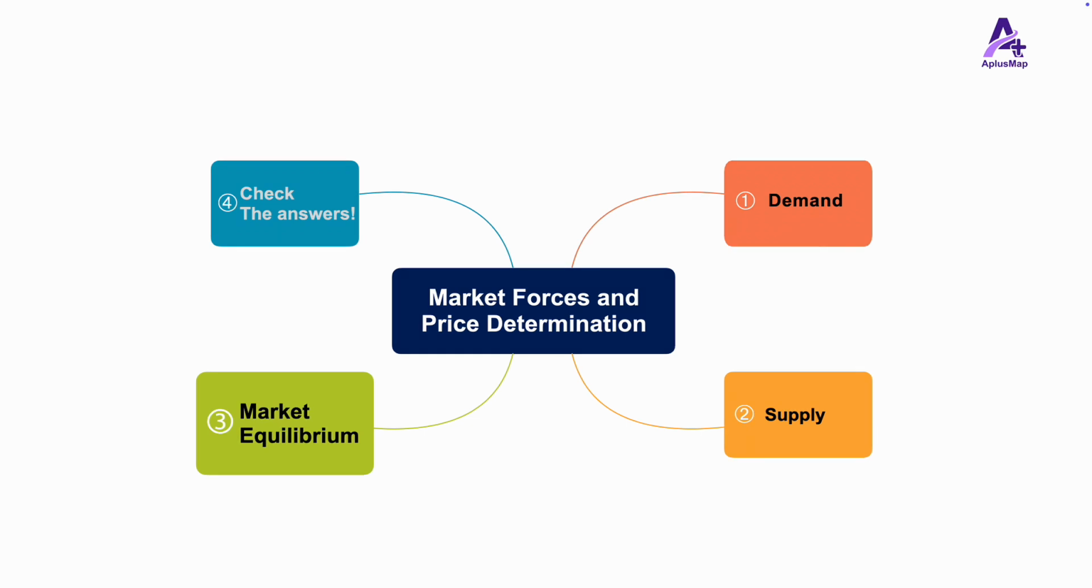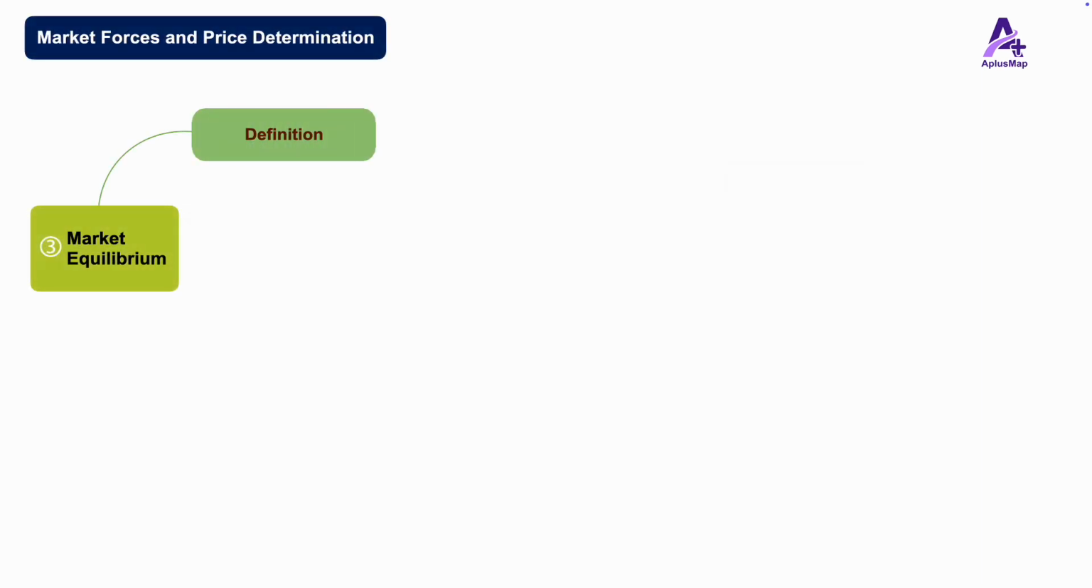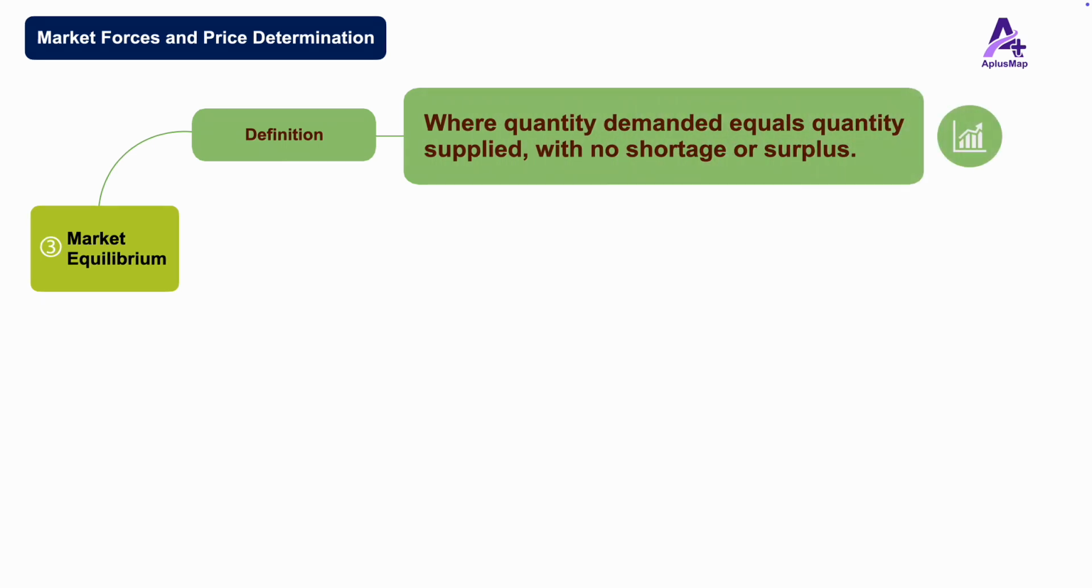Buyers and sellers, where do they meet? That's market equilibrium. It's that specific point, that specific price, where the quantity consumers want to buy is exactly equal to the quantity producers want to sell. Quantity demanded equals quantity supplied, the sweet spot. Called it earlier. No leftovers, no one going empty-handed.